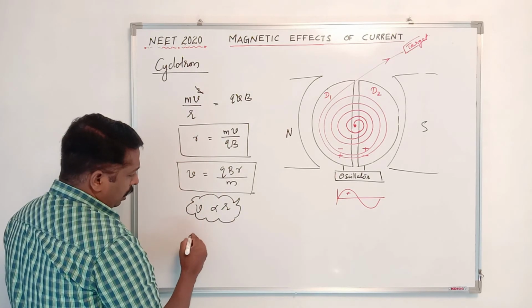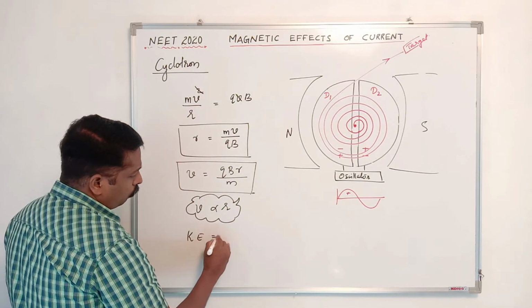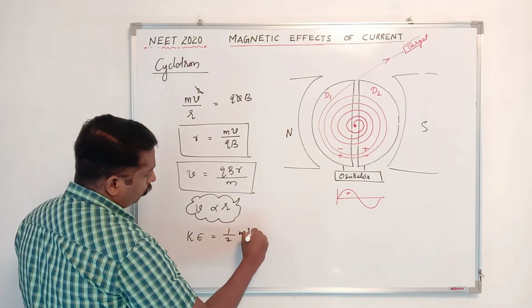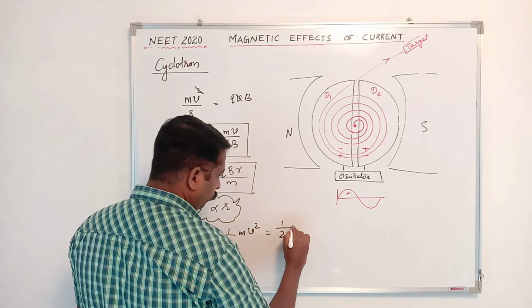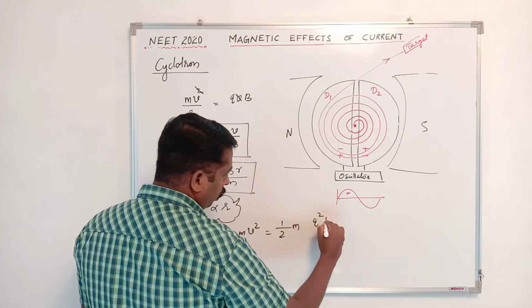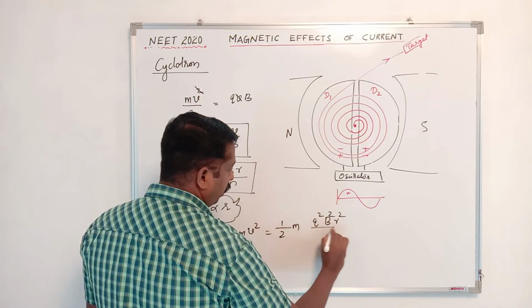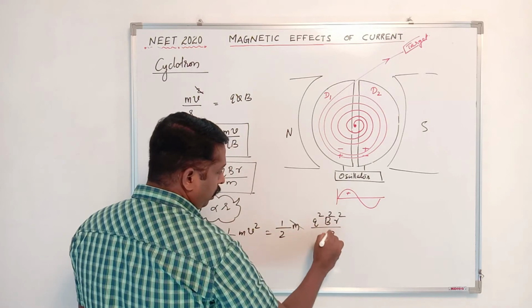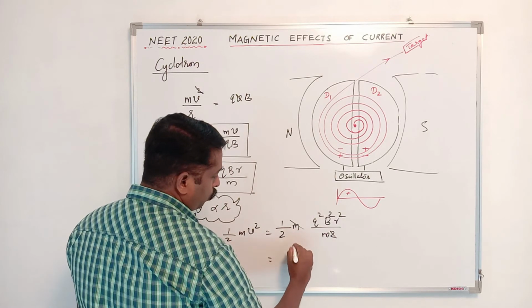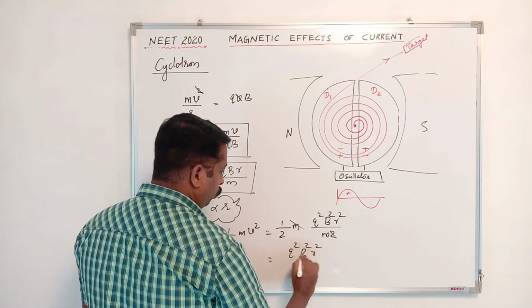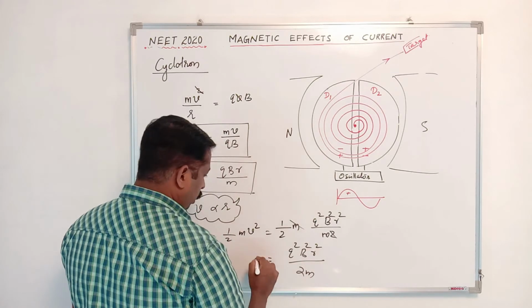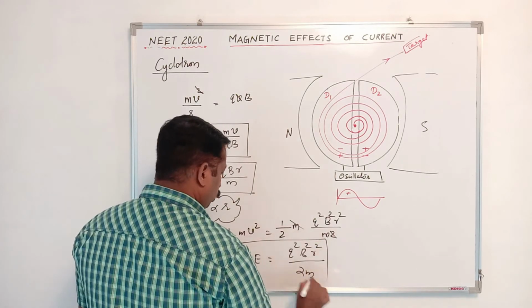Then kinetic energy. Kinetic energy is equal to half mv squared. That is half m into q squared B squared r squared by m squared. This m and m squared cancel. Then q squared B squared r squared by 2m. This is the equation for the kinetic energy of the cyclotron.